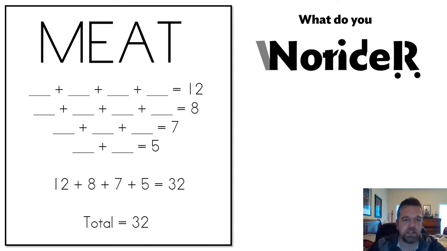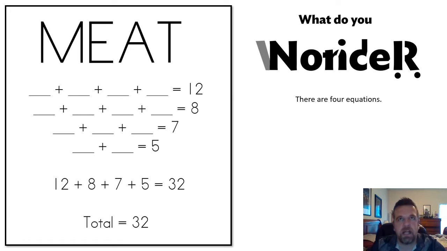Okay, so this is the hint for Sergeant Tibbs' reward. And the question here is, what do you notice? What do you wonder? Well, I'm looking at this hint and I'm noticing that there are 4 equations with blank addends.